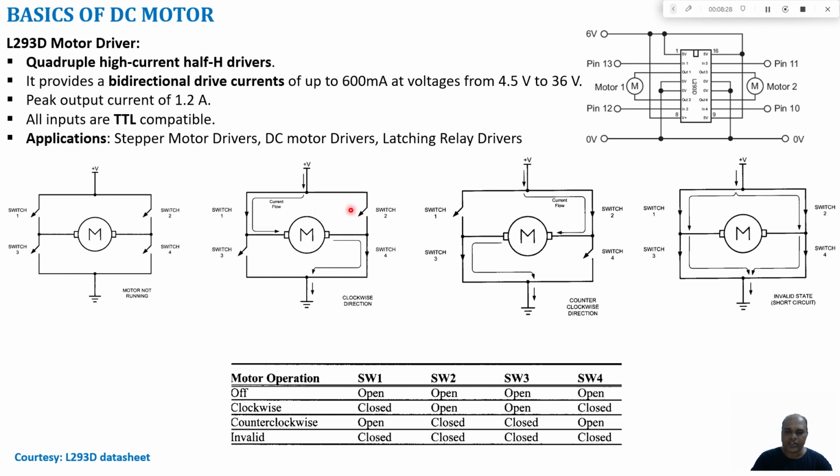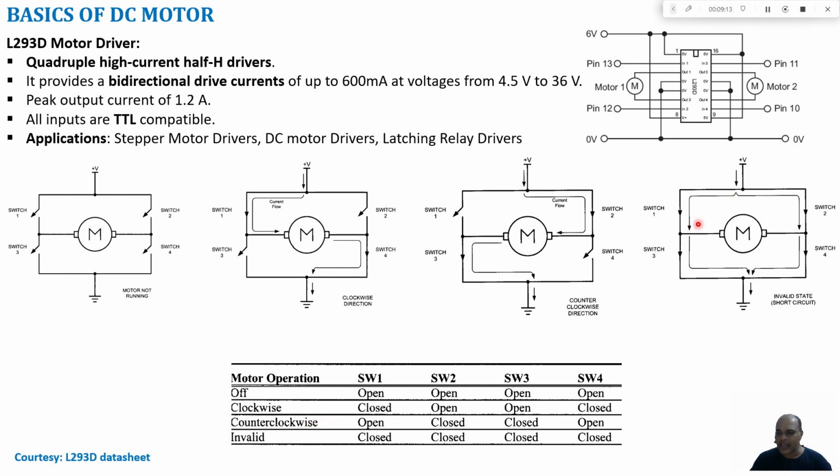Then let us change the logic of the switch configuration. In the third configuration, we connect switch 2 and switch 3, whereas switch 1 and switch 4 are in off state. In that case again, what happens? The current from the positive terminal of the battery goes through switch 2, enters the motor, leaves the motor and goes to switch 3, and from there it goes to ground. So now the current direction is changed. The current passing through the motor gets reversed, so the direction of rotation will be opposite to the earlier one. Earlier we considered it clockwise, now it will be counterclockwise or anti-clockwise.